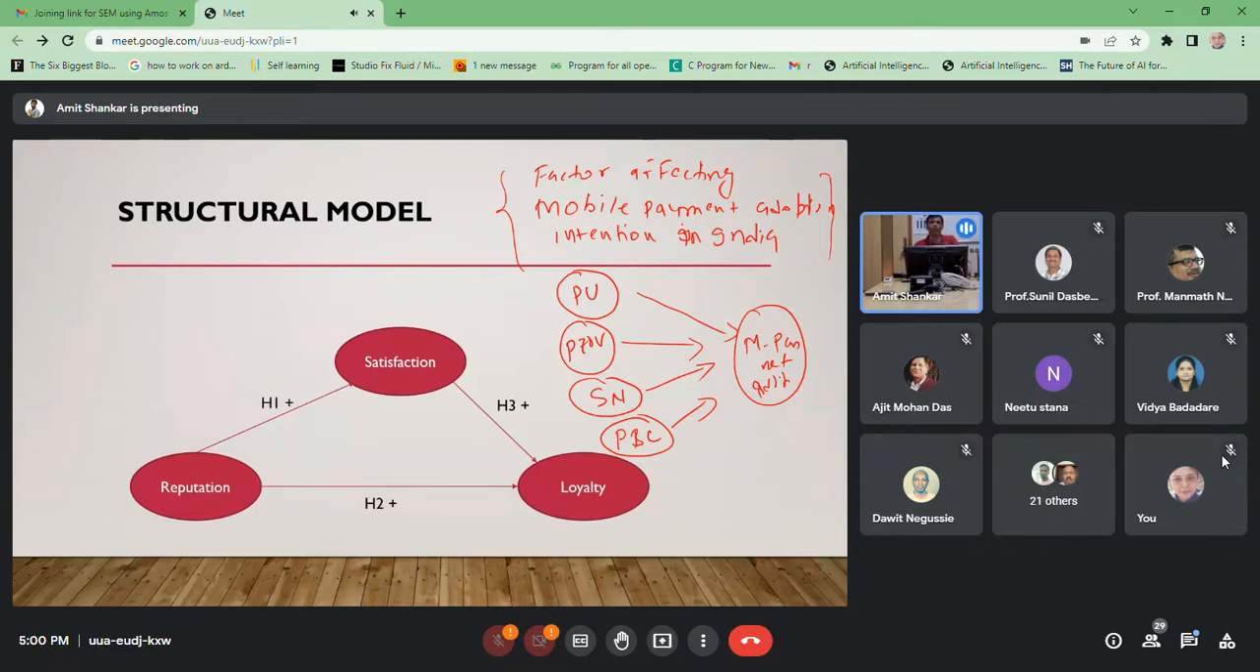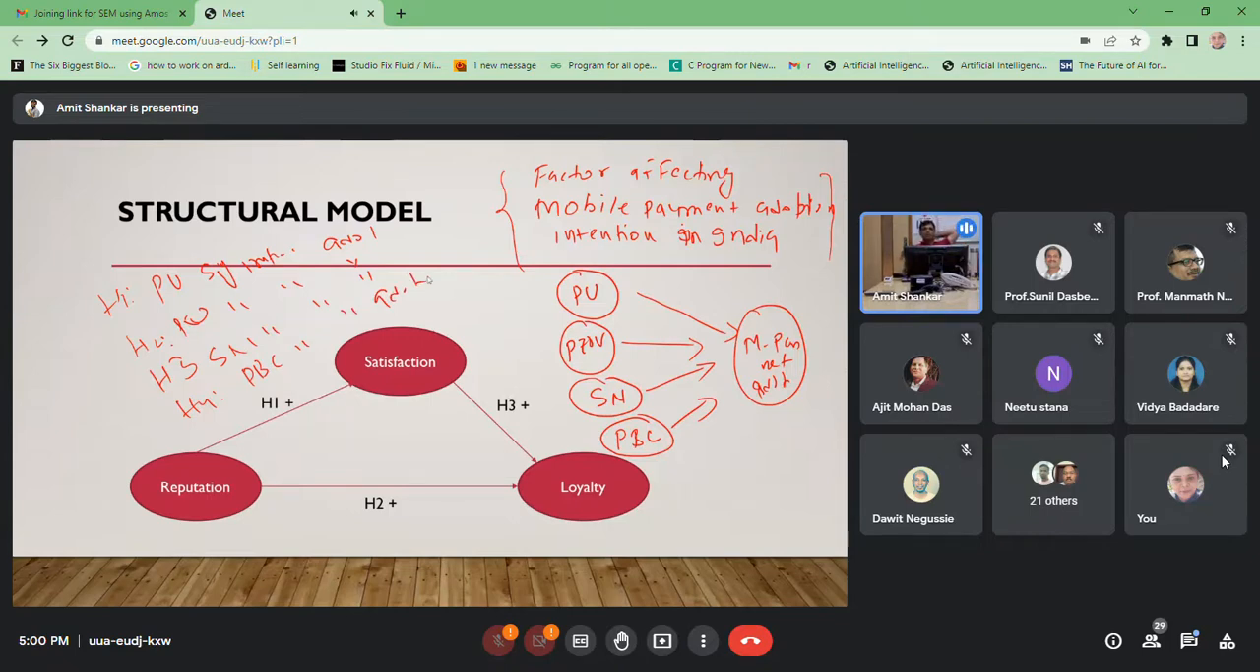Now, on the basis of that, I will write hypotheses. H1: PU has significant impact on adoption. H2: PEOU has significant impact on adoption. H3: subjective norm has significant impact on adoption. And H4: PBC, perceived behavioral control, has significant impact on adoption. Right? So I will write my hypotheses.